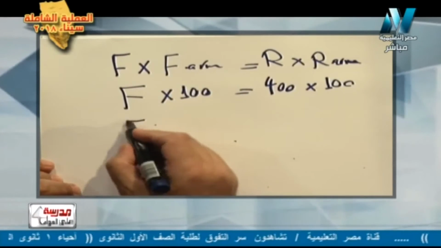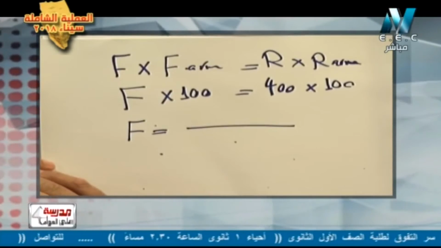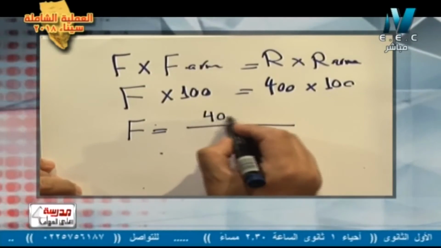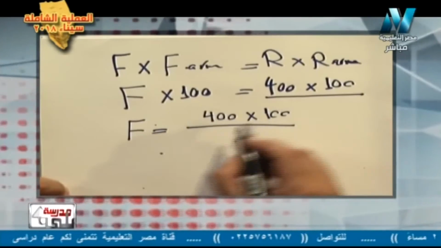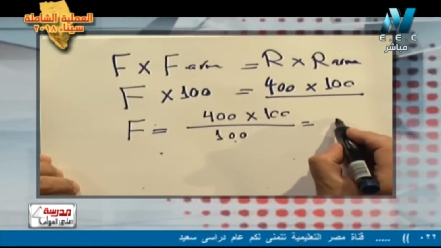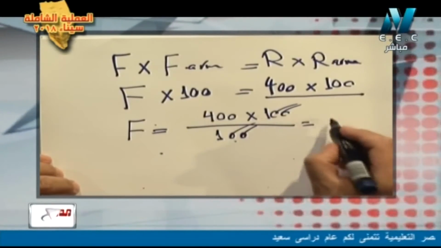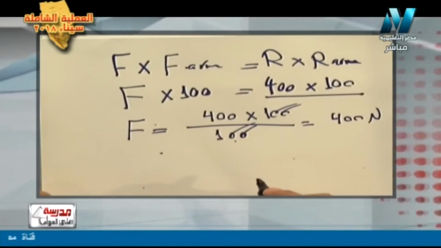So how can I get the effort force? I can say the effort force is 400 by 100, which is the complete side this time, over 100. So the effort force will be 400 with the two zeros gone, so it will be 4 Newton.